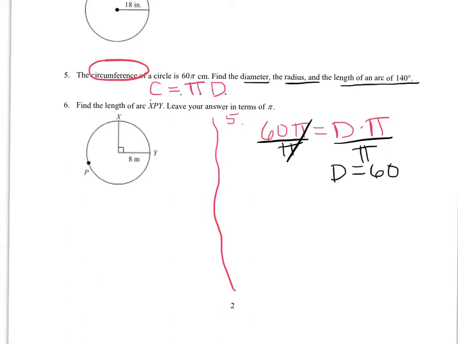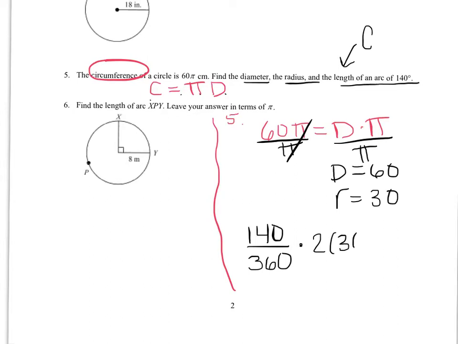Now the radius is just half the diameter, so radius would be 30, 60 divided by 2, and the length of the arc, remember, is the measurement of the arc divided by 360, so the portion of the circle you're talking about, times the length, that's circumference, so that is 2 pi r, or pi times diameter, whichever. I'll just put 2 pi r. So you're going to simplify all this in your calculator, and you end up with 73.3, providing I didn't make a mistake on my calculator.